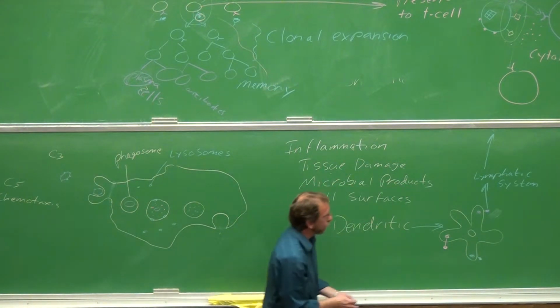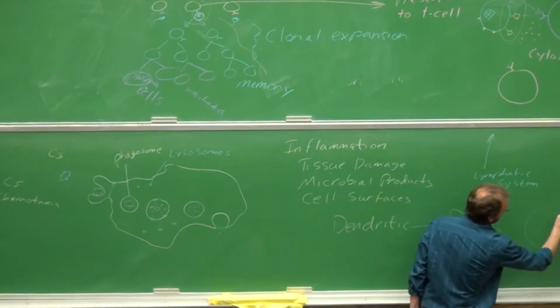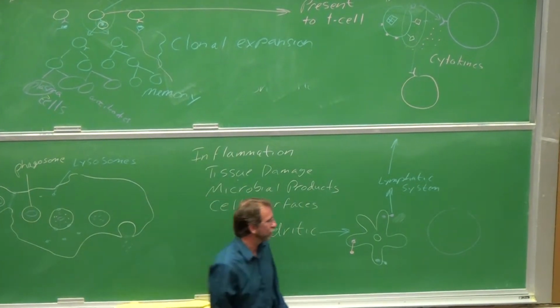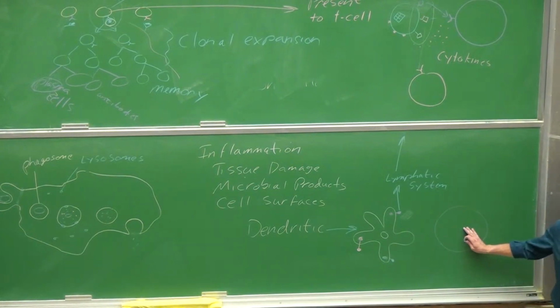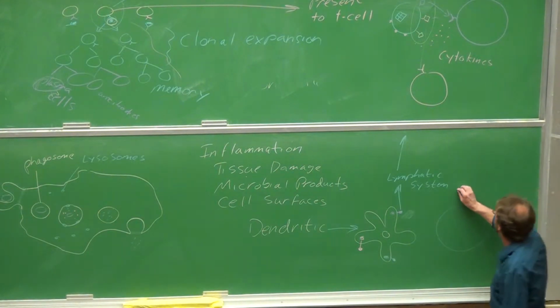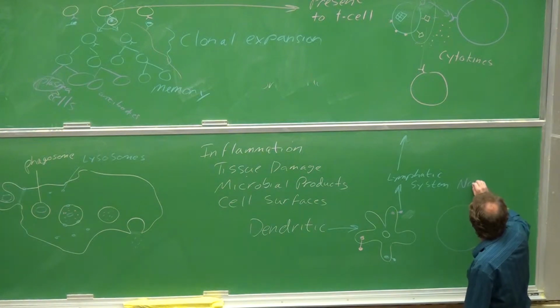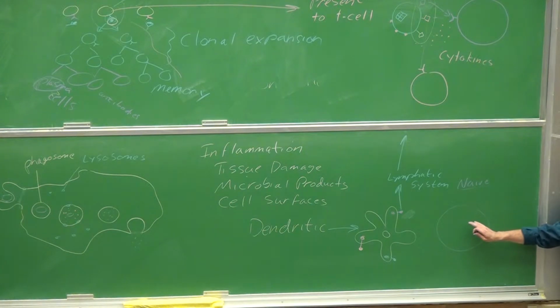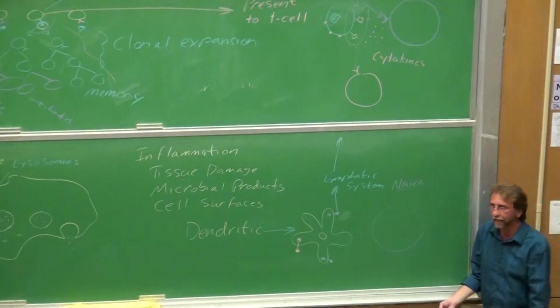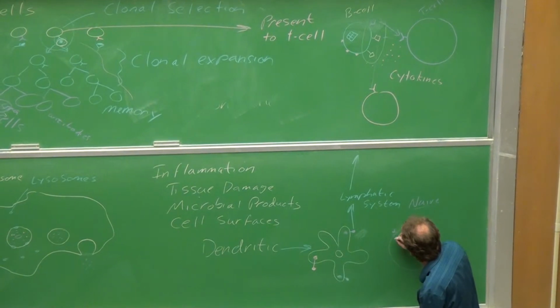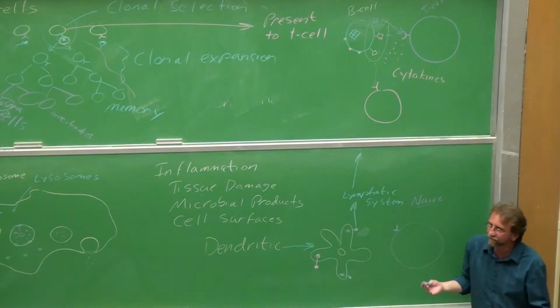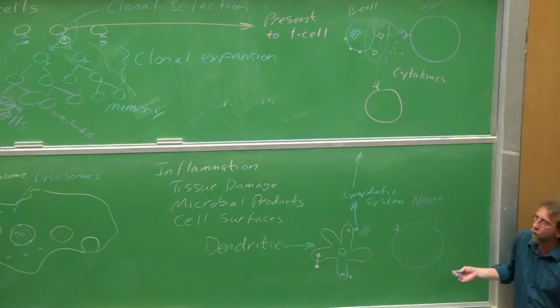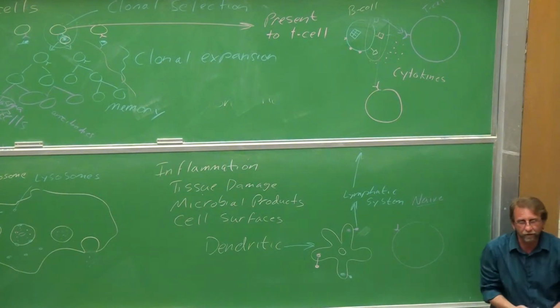Okay? Well, we have a T cell now that's in the lymphatic system, but it's not been presented ever with an antigen. So we call it a naive T cell. This T cell has not been exposed to any antigens, but it still has on its surface a receptor specific to an antigen. So it's just waiting for somebody to come and expose it to an antigen.